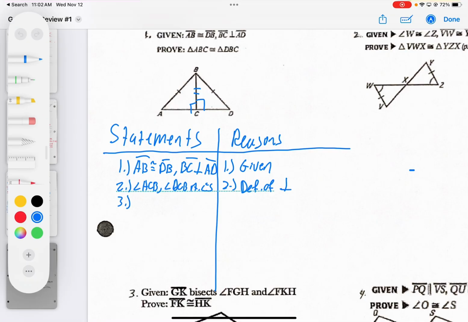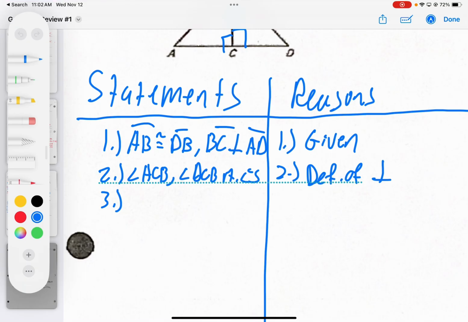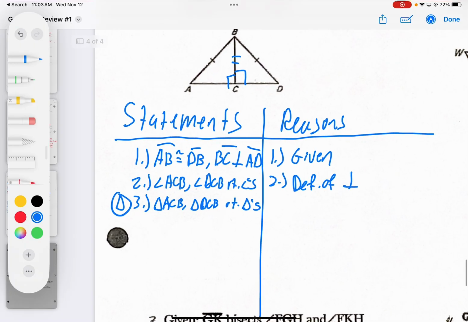So I need to say that, but I also need to say that it's a right triangle. So then once I know that they're right angles, I'm going to recopy this exact same statement, but I just need to change those three angle marks to a triangle mark. So then I can say triangle ACB, triangle DCB are right triangles. So then that would be my part for the triangle. I already stated AB is congruent to BD, so there's my hypotenuses. Where did my leg come from? Reflexive. So BC congruent to BC.